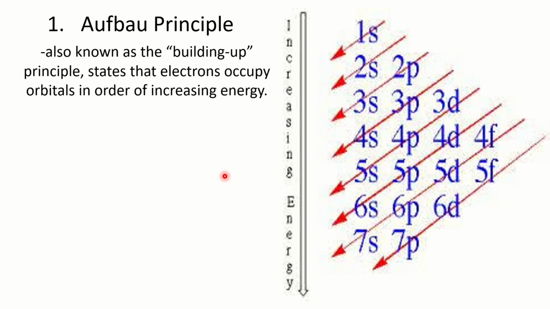For example, lithium. The electron configuration of lithium is 1s2, 2s1. We will start in the 1s. The next is 2s. If you can see, the above principle is the building up principle. It means that we will start in the lower or in the lowest energy, which is 1s.